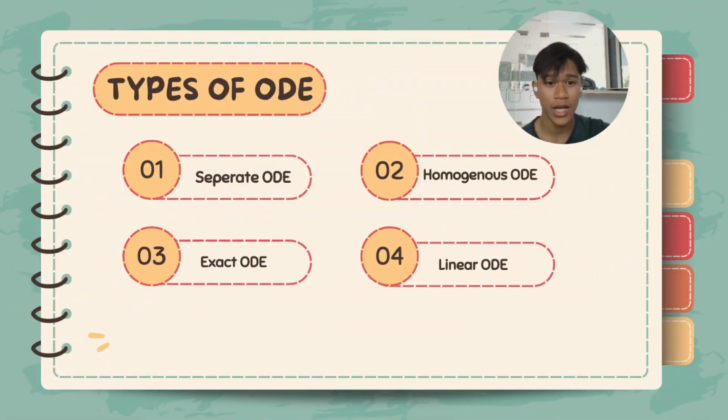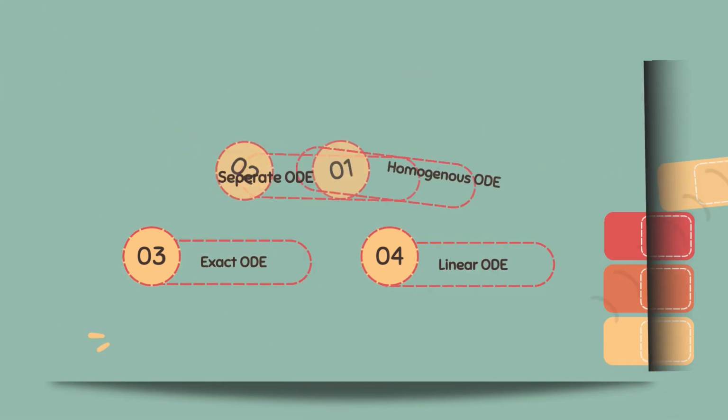So, there are four types of ODE. The first one is called separable ODE. The second one is homogeneous ODE. The third one is exact ODE. And the fourth one is linear ODE. Now we will dive deeper into each of these types of ODE.